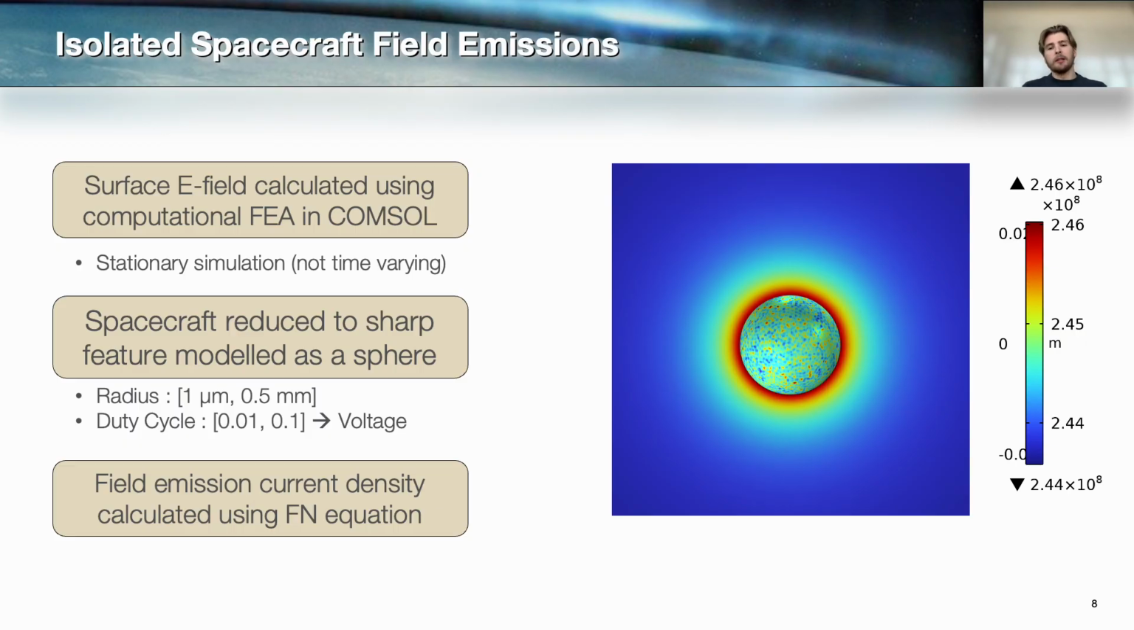And using COMSOL, we can perform a parametric study using stationary simulations, which are non-time varying, to find the surface electric field magnitude for surface feature radii ranging from 1 micrometer up to 0.5 millimeter. And then we do this for a variety of duty cycles ranging from 0.01, which means the electron beam is pulsing for only 1% of its runtime, up to 0.1, meaning 10%. And this duty cycle gives us voltages. From the surface electric field that we calculate from the simulation, though, the field emission current density can be calculated using the Fowler-Nordheim equation from before.